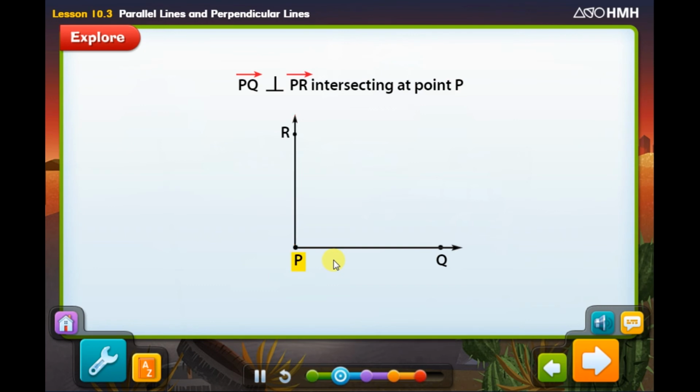Now check the diagram to make sure that both lines intersect at point P and that the rays are perpendicular. You'd name this figure angle RPQ. You could also say right angle RPQ, right angle QPR, or right angle P. Just P. All would be correct.